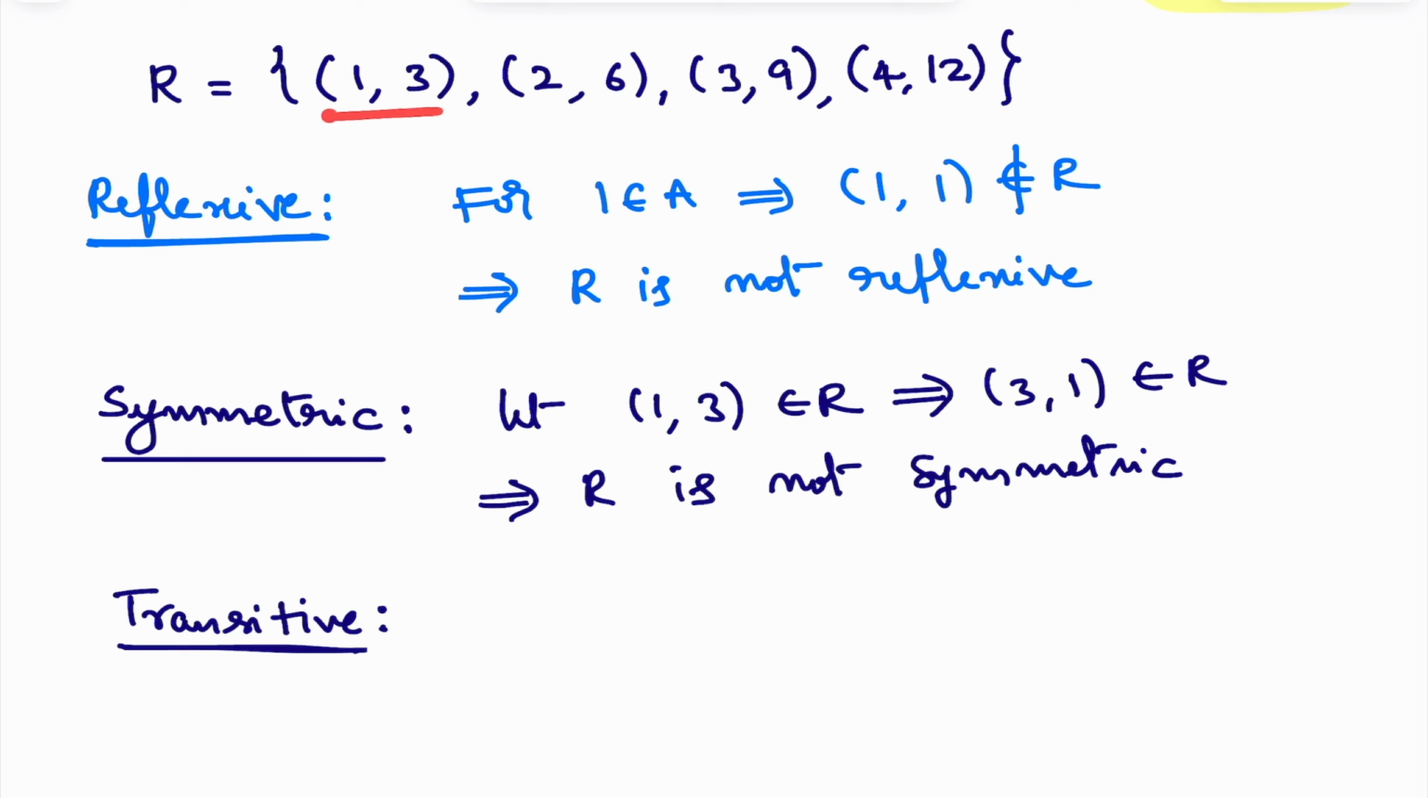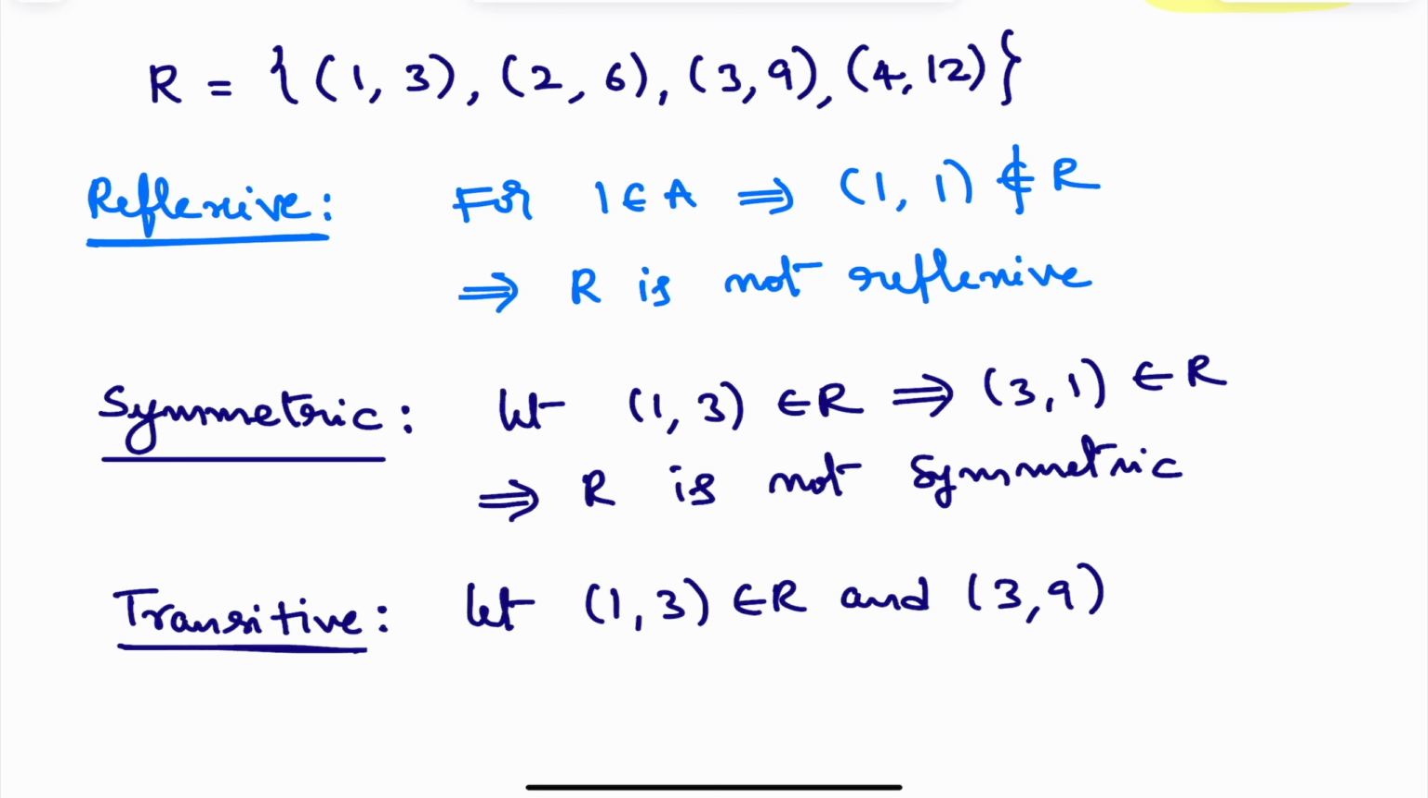Now, what I'll do here, I'll come to this first ordered pair. You observe this ends with 3. Now, you look at any other ordered pair in this relation which starts with 3. Yes, here it is. This starts with 3, this ends with 3. That means we are able to find (x, y), (y, z). So what I'll write here, let (1, 3) is there in this relation and we are able to find (3, 9) also.